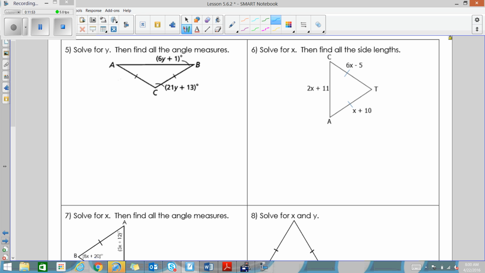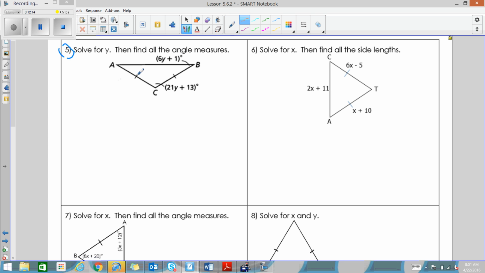So now, up here in problem number 5, all right, problem number 5 says solve for y, then find all the angle measures. All right, so again, just like what we were doing before, we're going to use isosceles triangles, but what we're going to do is we're actually going to have to solve equations first in order to get the value of y, to substitute it in to find the value of our angles. So let's look at what we have here.